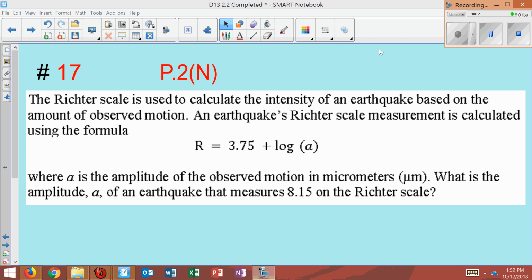The Richter scale is used to calculate the intensity of an earthquake based on the amount of observed motion. An earthquake's Richter scale measurement is calculated using this formula, where A is the amplitude of the observed motion in micrometers. What is the amplitude of an earthquake that measures 8.15 on the Richter scale? So this 8.15 is our R value.